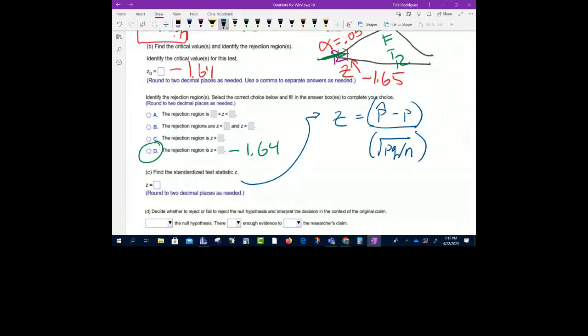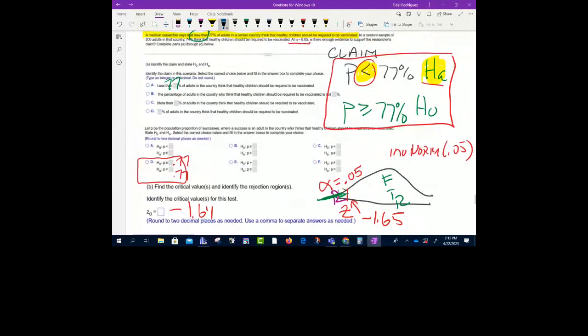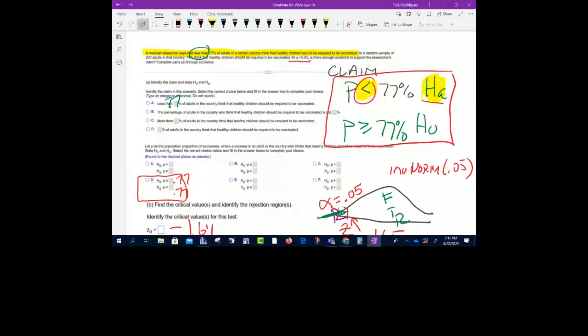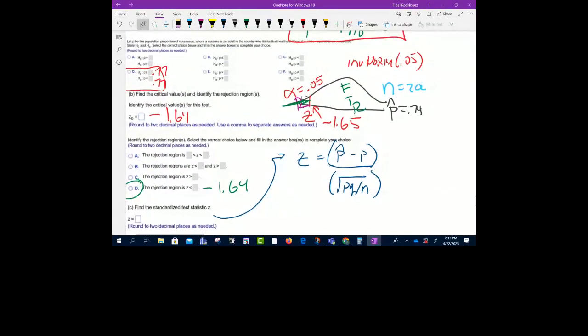Let's scroll back to the original problem that we got, and let's see if we can find some things. In a random sample of 200 adults, so look, y'all, my n is 200, okay? 74%, that's my p hat, that's my 0.74, okay? Think that healthy children should be vaccinated, okay? So now let's come back over here. We're going to figure out a couple of things.